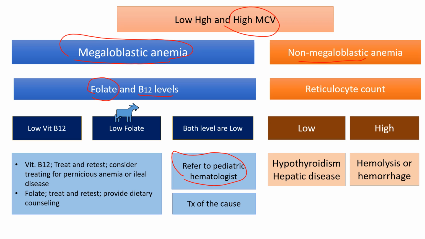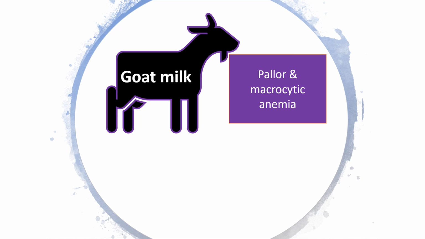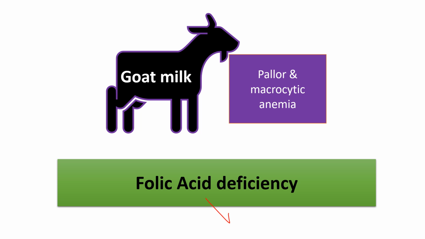Non-megaloblastic anemia means with no hypersegmentation of neutrophil. Next step is to order retic count. If the retic count is low, most likely it is because of hypothyroidism or hepatic disease. If it's elevated, possibilities are hemolysis or hemorrhage. If you have a child or infant presenting with pallor, macrocytic anemia, consuming excessive amount of goat milk for any reason, what is the most likely cause? This is a classic presentation of folic acid deficiency. This is particularly high yield.